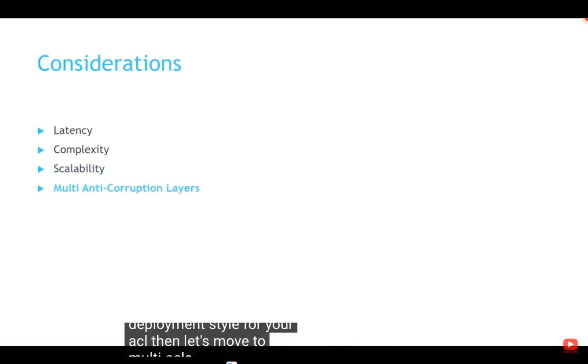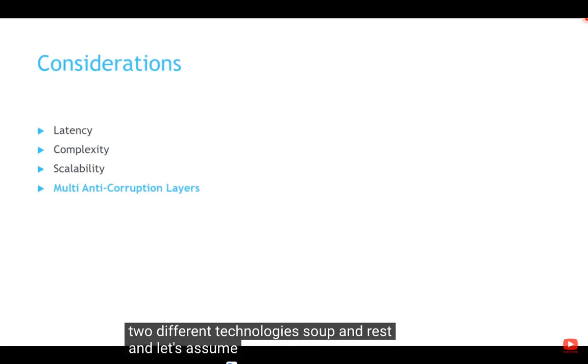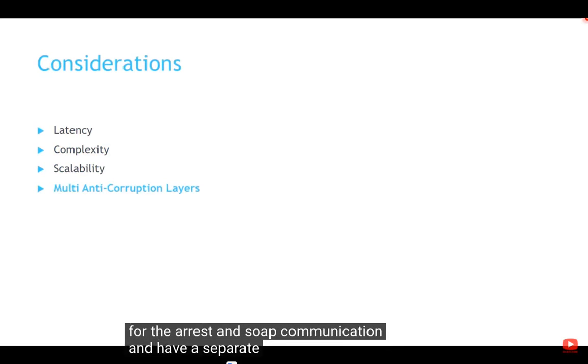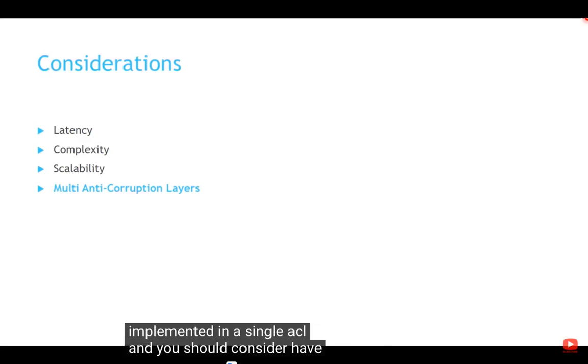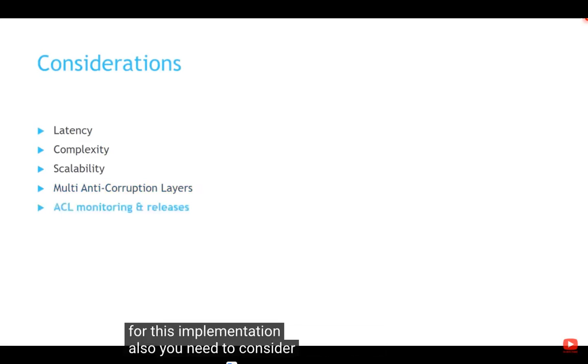Then let's move to multi-ACLs. If you remember in our example, we had two different technologies, SOAP and REST. And let's assume that we had a different MessageQ technology as well. What you should do is implement a separate layer for the REST and SOAP communication and have a separate ACL for the MessageQ communications. You don't want to have all of these different technologies implemented in a single ACL, and you should consider having multi-ACL for this implementation.